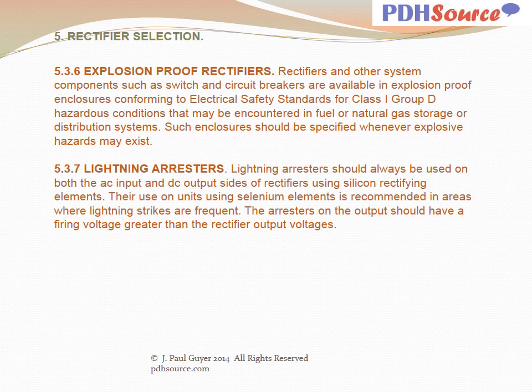Lightning arrestors should always be used on both the AC input and DC output sides of rectifiers using silicon rectifying elements. Their use on units using selenium elements is recommended in areas where lightning strikes are frequent. The arrestors on the output should have a firing voltage greater than the rectifier output voltages.